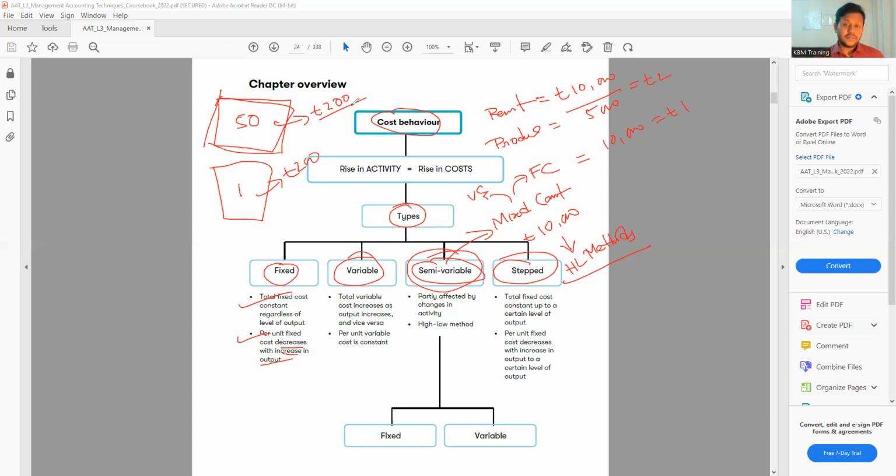So from 1 to 50, it is fixed. But when it is more than 50, it will jump to another £200 for the next 50. So 51 to 100, it will be up to £200. If you have one student or five students, it will have the same cost. So it is fixed up to a certain level, and after that it will be increased by the same amount for another period or another activity level.